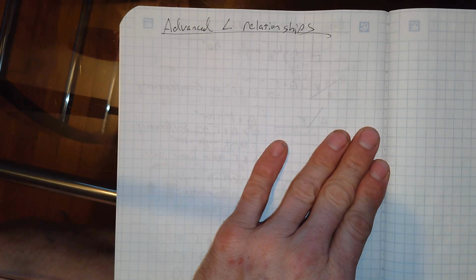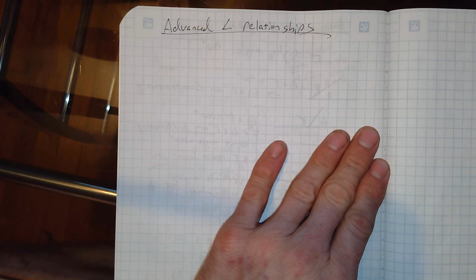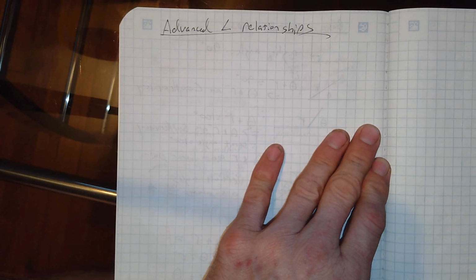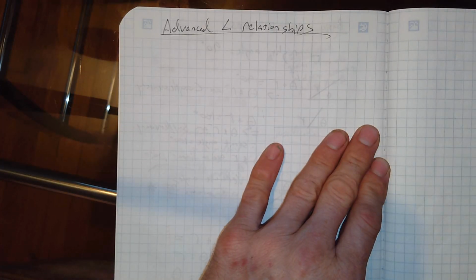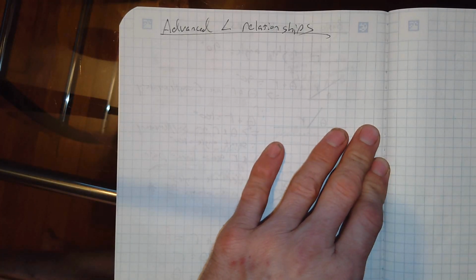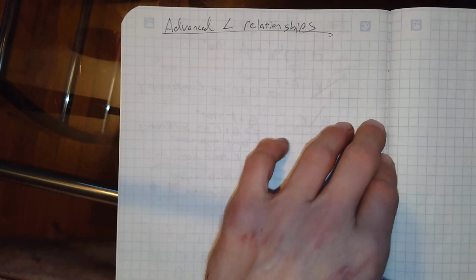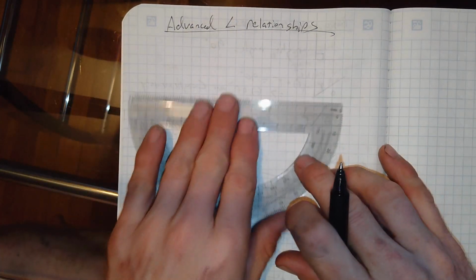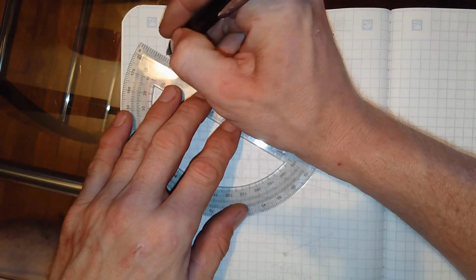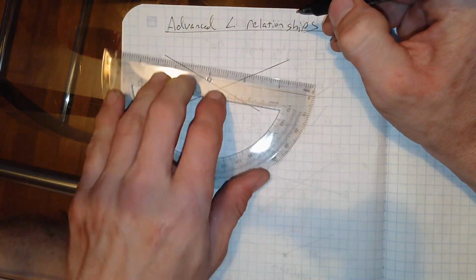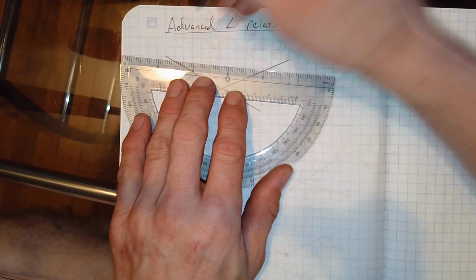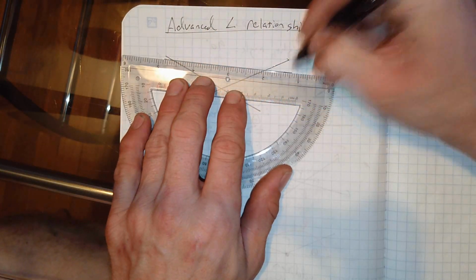Alright, so I want to make a video about some advanced angle relationships, but also the way that we identify angles when we're talking about them, how we call an angle what we call it and why we call it what we call it. So let's use these three lines that make up a triangle to demonstrate what I'm talking about.